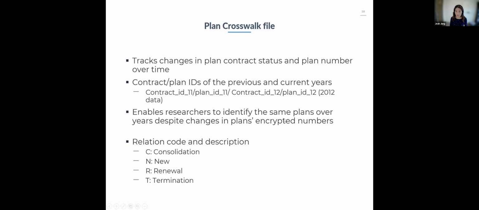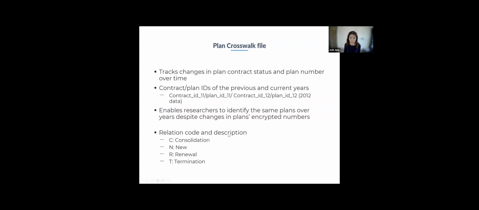So in this crosswalk file, you can see previous year information and current year information. Even though they changed the plan ID to 002, if this says 001, the same contract plan, that means that they are still the same plan. And also, let's suppose some contract or plan disappeared. They were there in 2011, but then no such contract ID and plan ID in 2012.